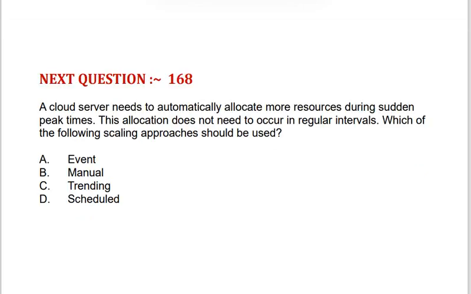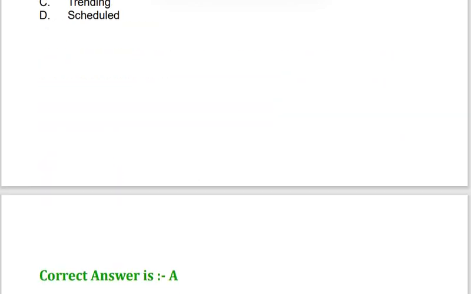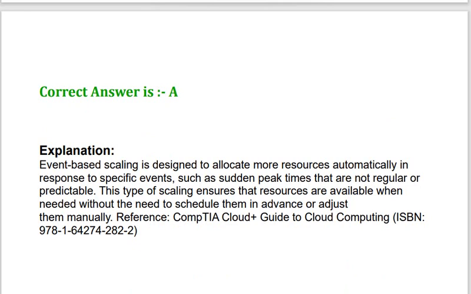Question is, a cloud server needs to automatically allocate more resources during certain peak times. This allocation does not need to occur in regular intervals. Which of the following scaling approaches should be used? Option A, event. Option B, manual. Option C, trending. Option D, scheduled. Correct answer is option A.